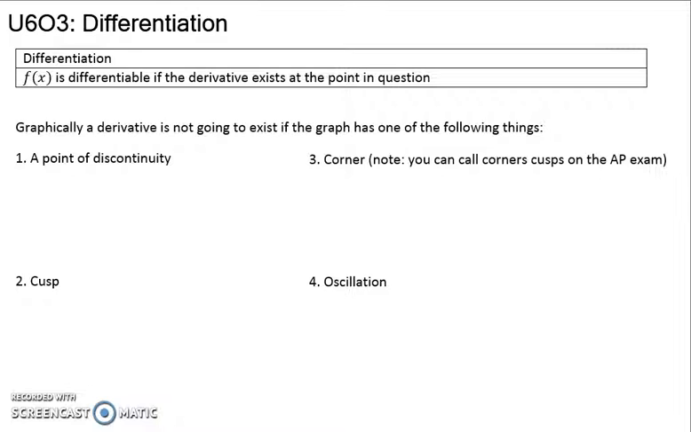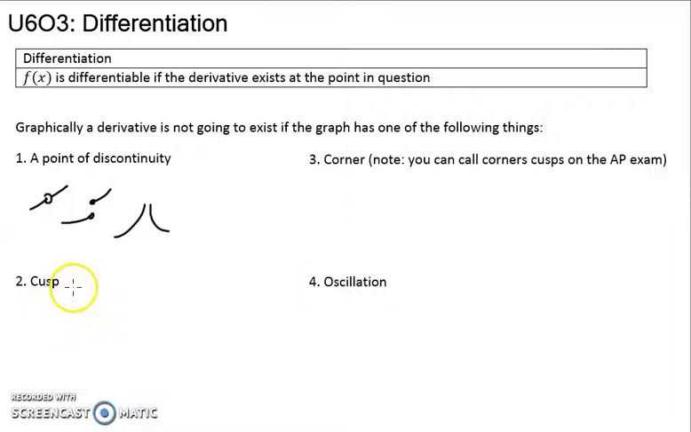So graphically, the derivative is not going to exist if the graph has one of these following things. Any point of discontinuity. So if you are looking at a hole in the graph, not differentiable. If you're looking at a jump, not differentiable. If you're looking at an asymptote, not differentiable. So anytime you have to pick up your pen to draw the graph, it's not going to be differentiable.